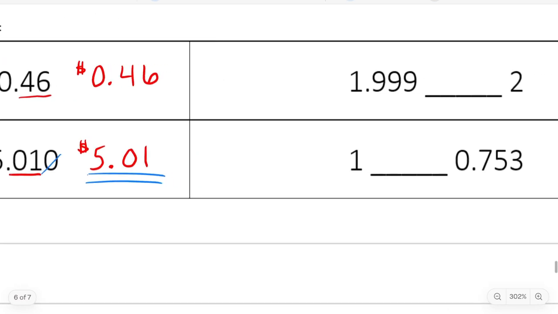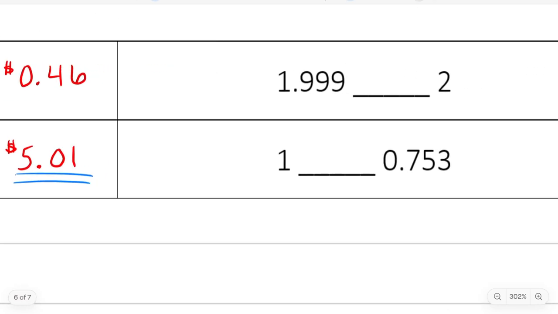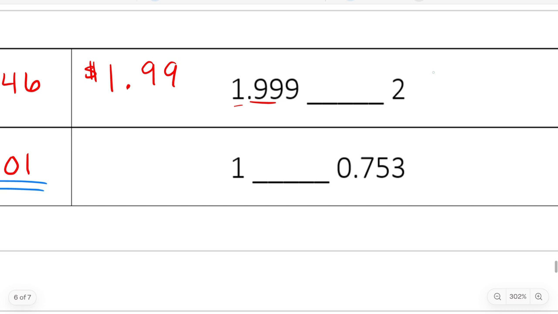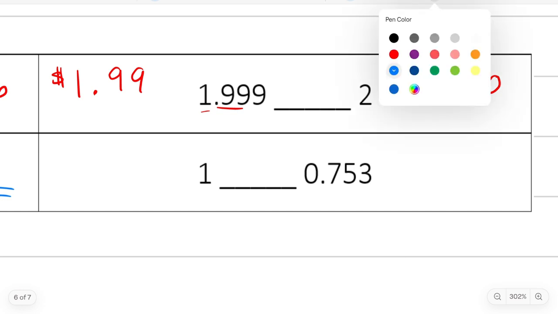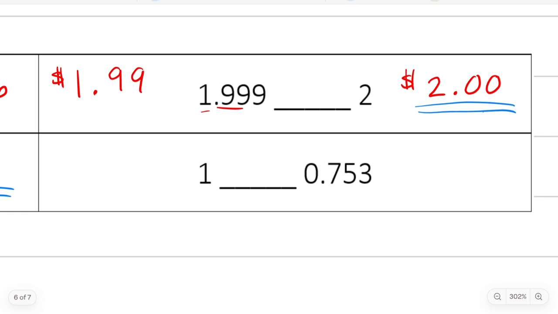Okay, let's keep going. Okay, on this side, I have $1 and 99 cents. On the other side, I just have 2, which means I just have $2 and that's it. So if this was money, I would write it like this, right? That's $2. So then now I can see that $2 is more than $1.99. So I already found my answer.